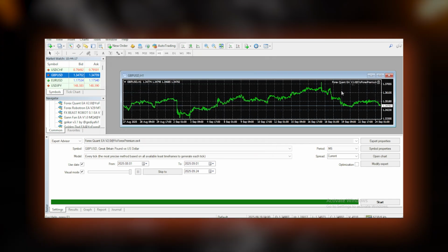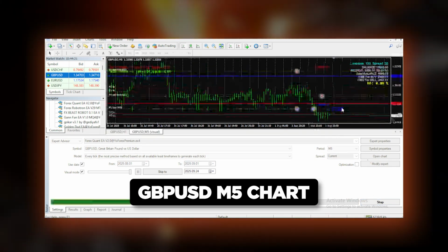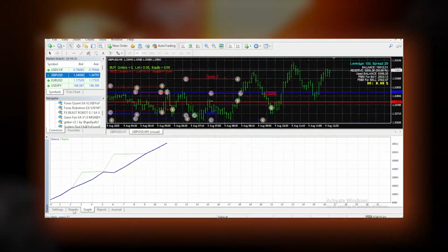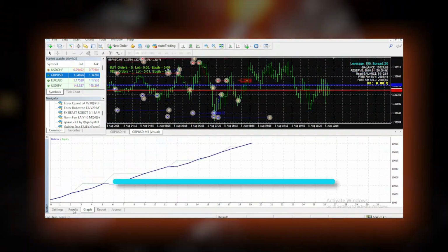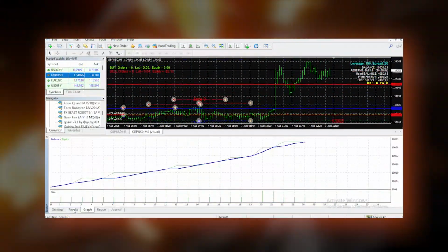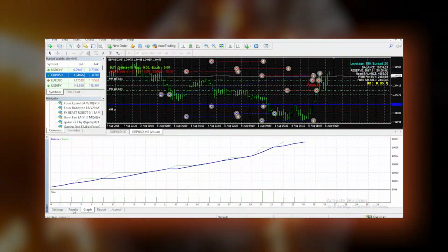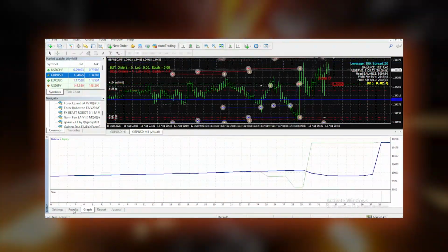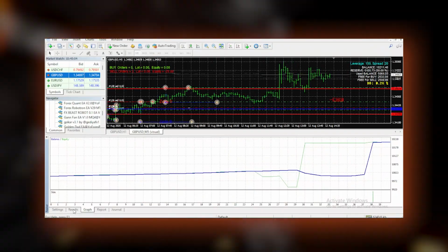Here we're running the EA on the GBPUSD M5 chart, using every tick mode for the most accurate simulation. As the test begins, you can see Forex Quant EA V2.0 automatically placing orders with precision, following structured logic and tight risk control. The system handles both trending and ranging markets smoothly without using any martingale or grid strategy.